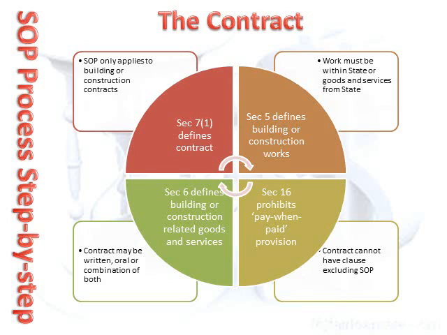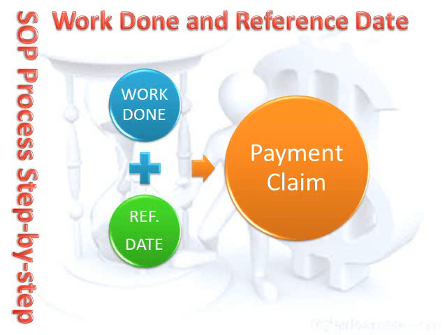Once your contract is in place, you then need to do some work or provide some goods or services before you can issue a payment claim. The security of payment process requires two things to have occurred before you can send a payment claim to your client. The first is that you have actually done work or supplied goods or services. The Act essentially only allows you to claim for things you have done.